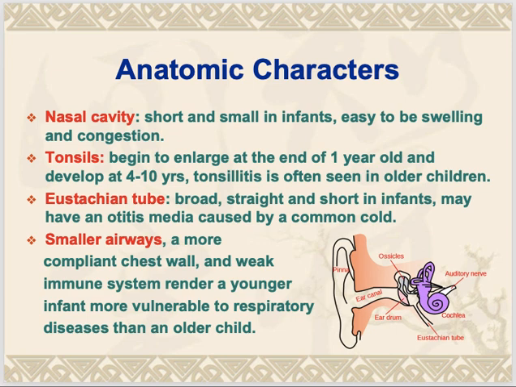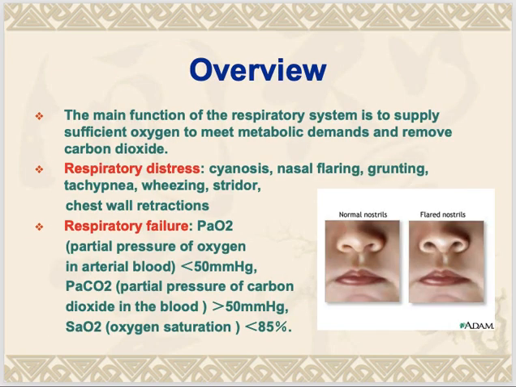The good thing is, in ENT we have covered the nasal cavity anatomy, we had covered pharyngitis or tonsillitis, and we had covered the eustachian tube and the difference between the eustachian tube of babies and adults. It is more straight and short in babies, and that's why there is more otitis media.